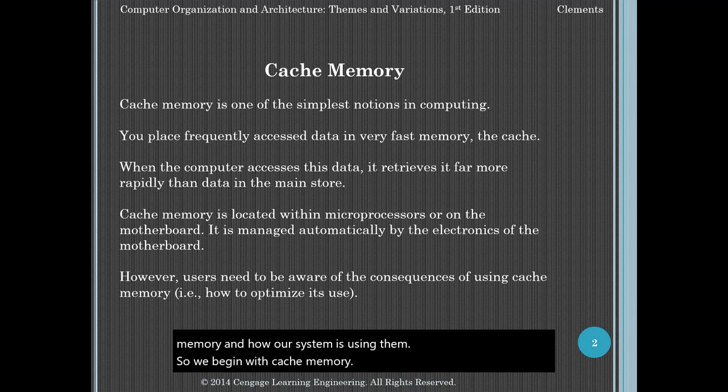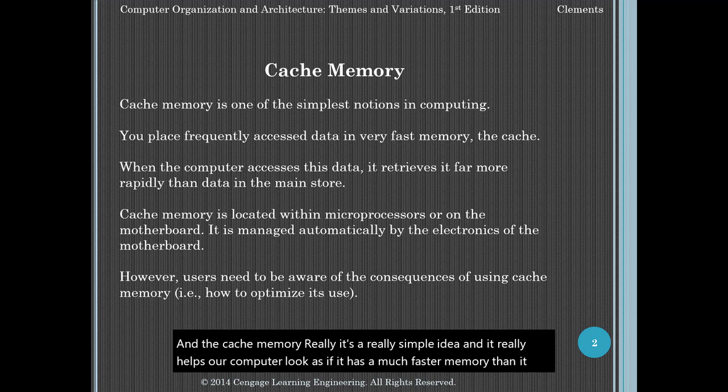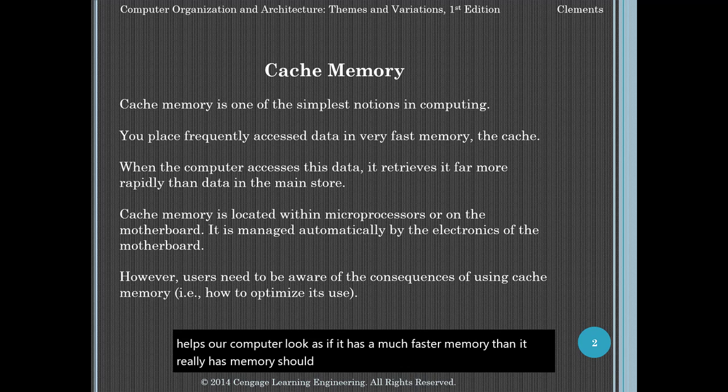And the cache memory, it's a really simple idea, and it helps our computer look as if it has a much faster memory than it really has. Memory should be non-volatile, it should be cheap, fast, small, and consume virtually no power, right? That is what we would like. But in reality, each memory technology that we have, at least right now, has its own particular characteristics, some of which are mutually exclusive. So we can get fast, expensive memory, or we can get slow, cheap memory.